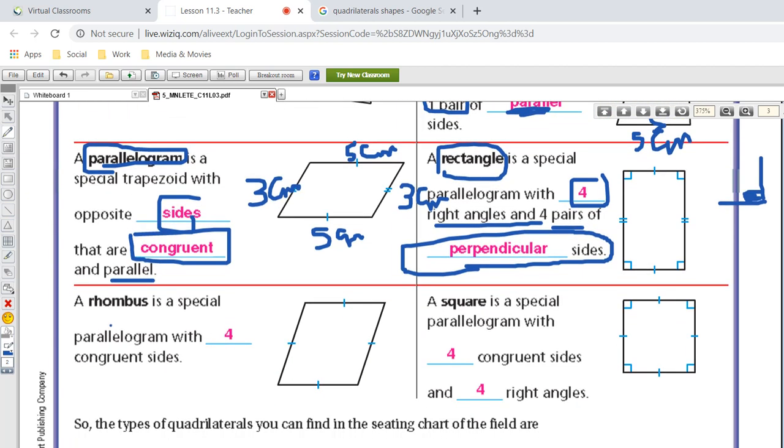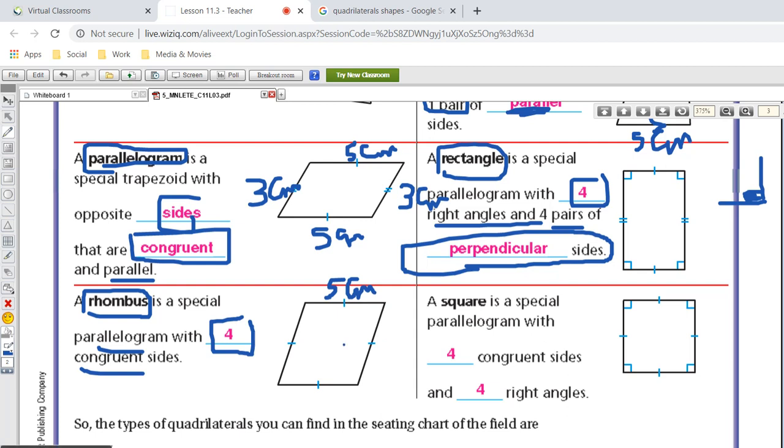Okay, the next one, rhombus. A rhombus is a parallelogram, and we're going to add to it 4 congruent sides, 4 equal sides. So a rhombus is a parallelogram with 4 equal sides, 4 congruent sides. Okay, so here it will be 5 centimeters. If one side equals 5 centimeters, all sides equal 5 centimeters.